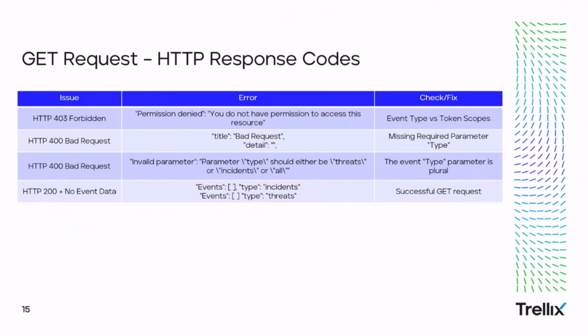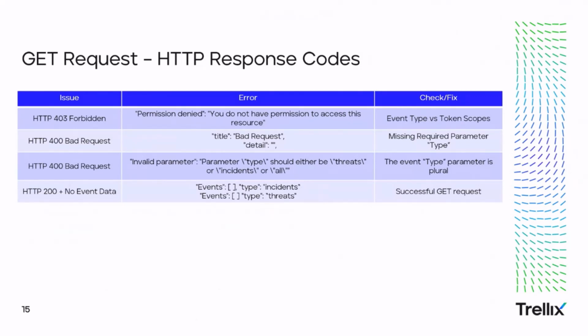And the other thing that we see is if you included the type parameter but put the wrong value for it. So keep in mind that the type parameter only accepts 3 different values, and that's going to be threats, incidents, and all. And in this specific case, the values are plural, so it's threats with an S and incidents with an S. If you try threat, it won't work. It'll give you the HTTP 400 bad request.